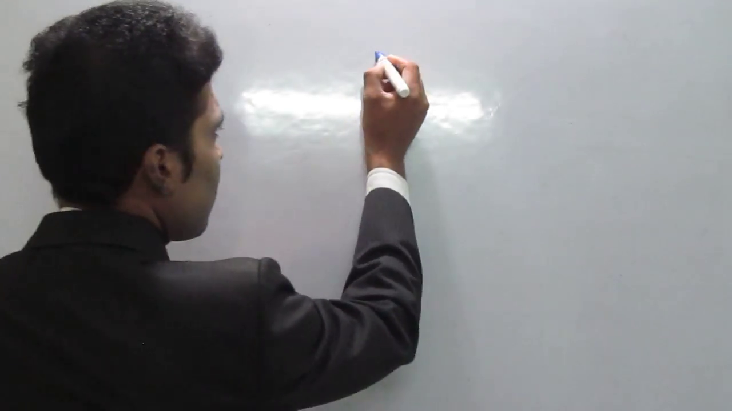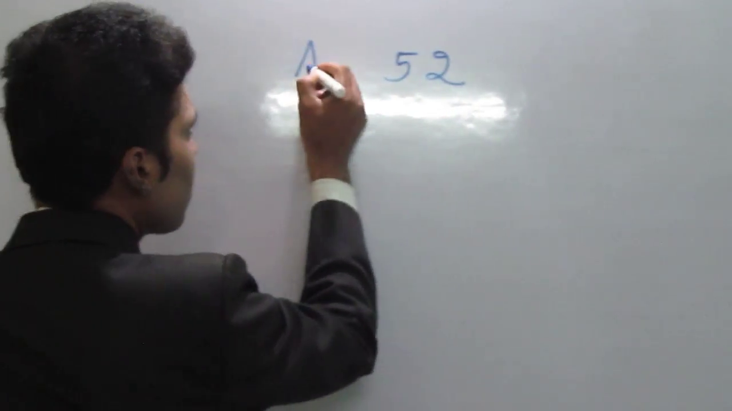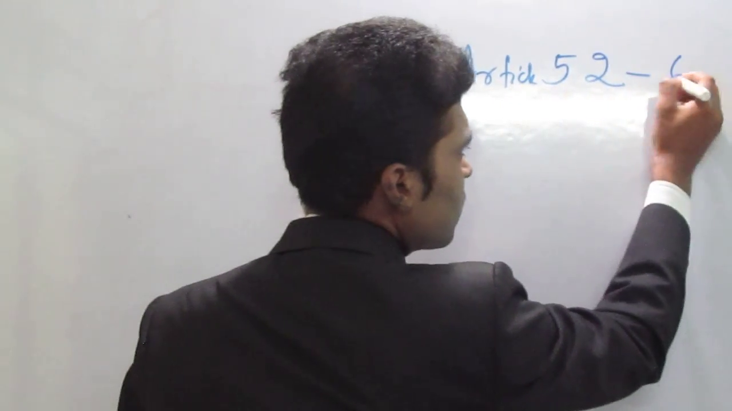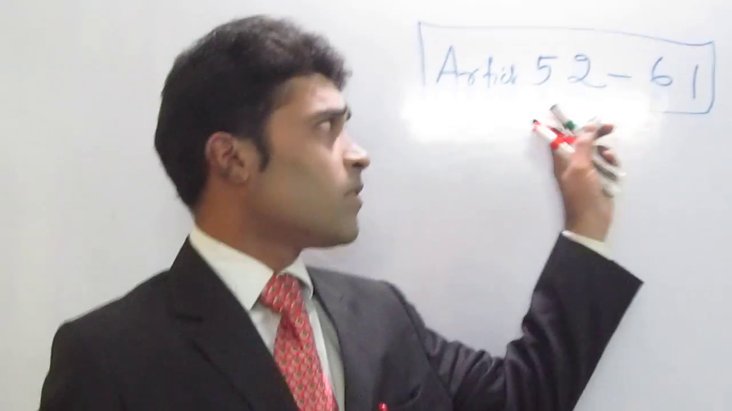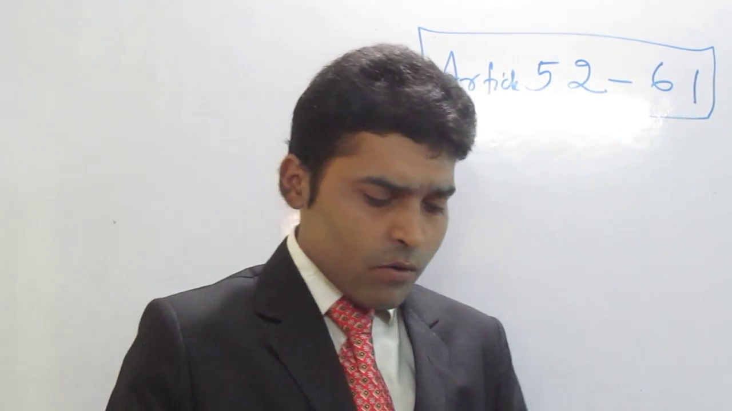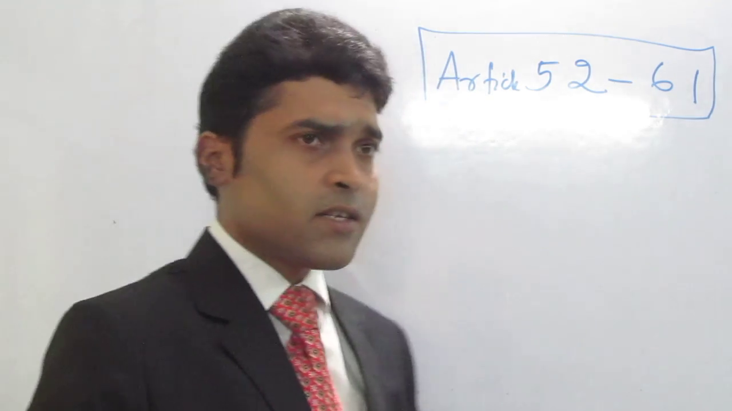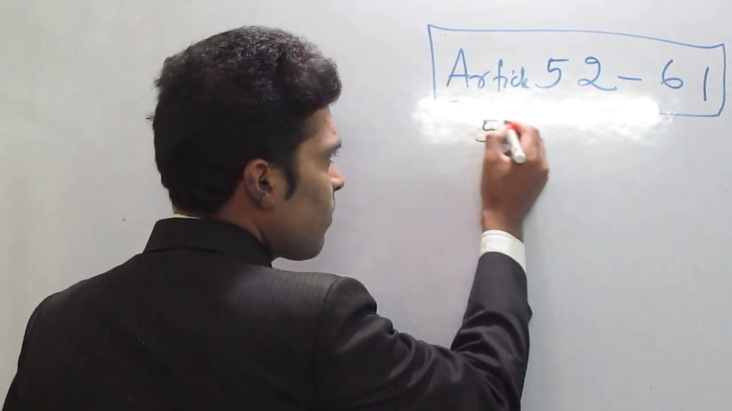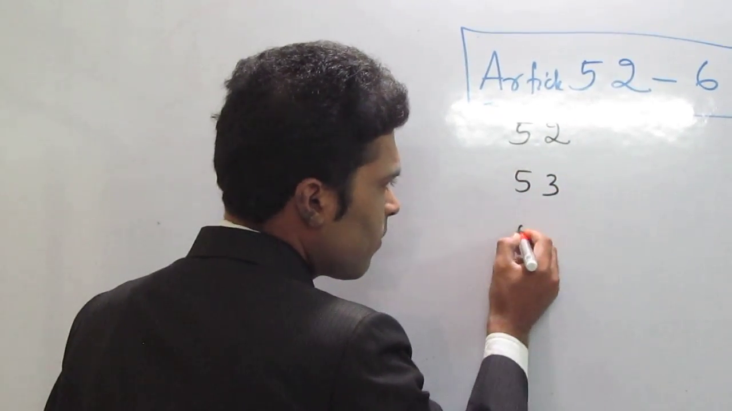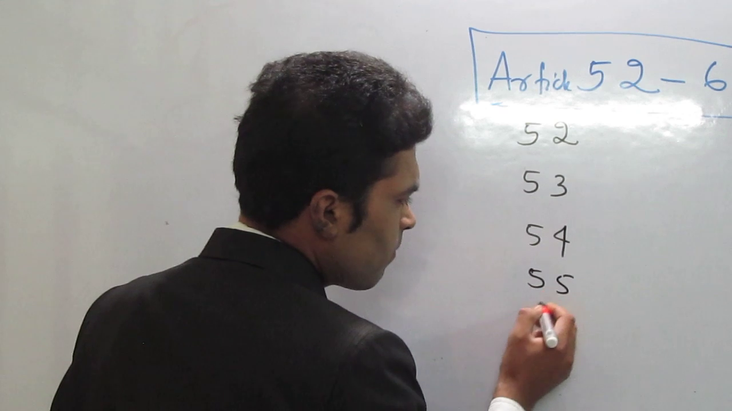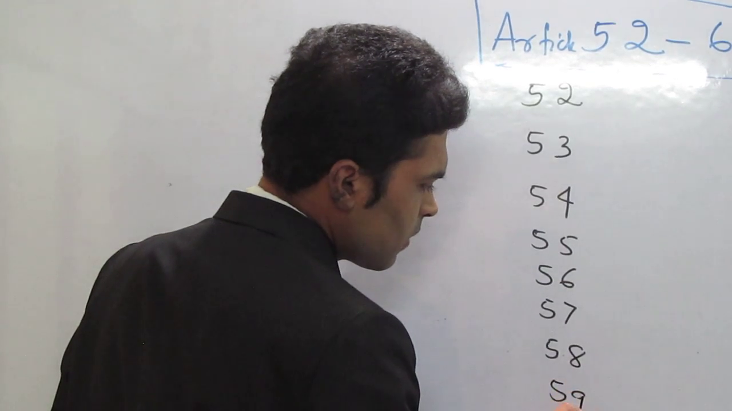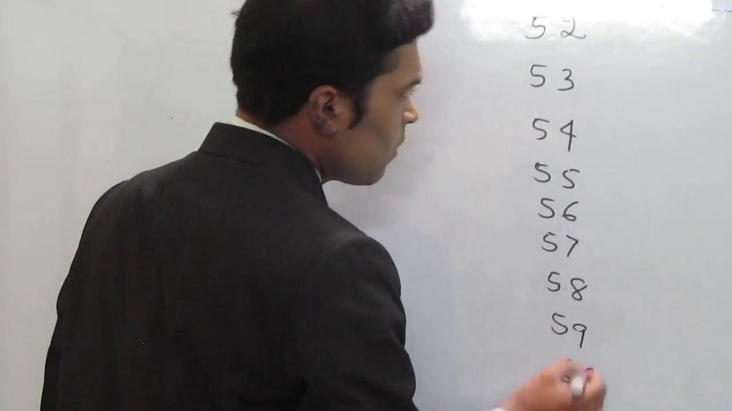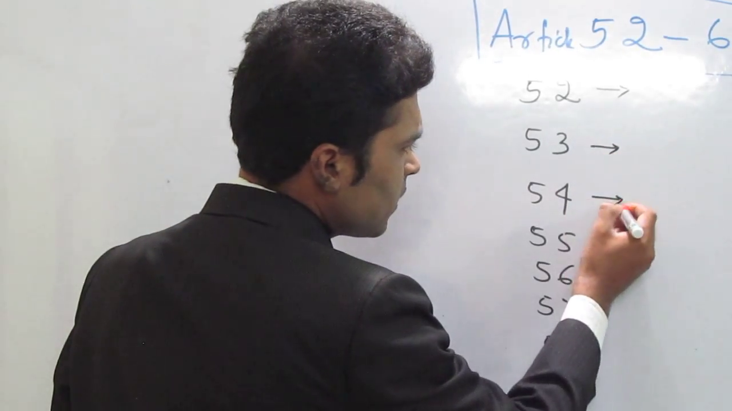Before that, we have to understand that Articles 52 to 61 cover the President of India. But you will find a number of articles related to the President of India apart from these articles, right? However, we will understand the important articles right now. Article 52, 53, 54, 55, 56, 57, 58, 59, 60, 61. So these are the articles regarding the President of India.